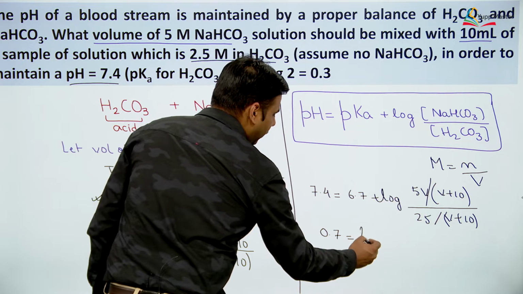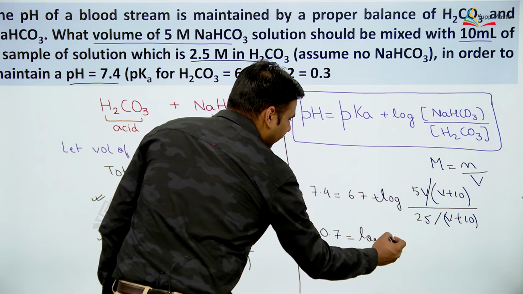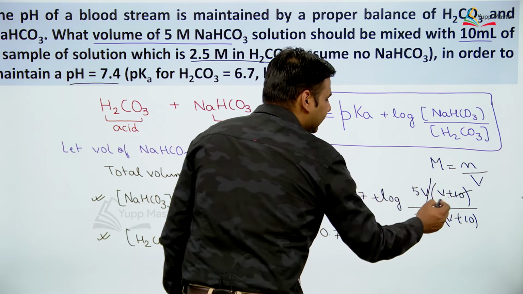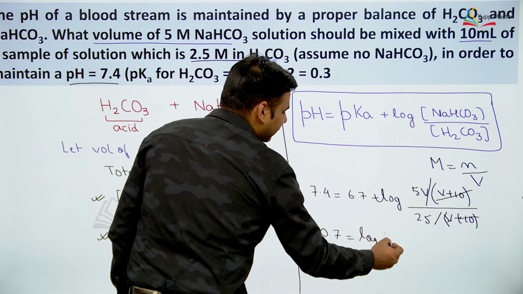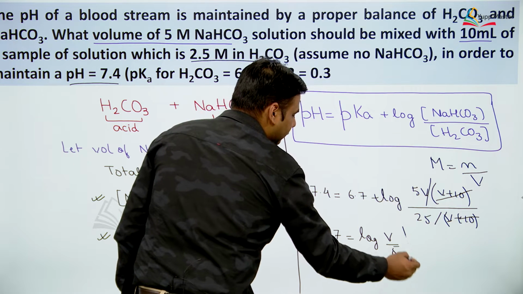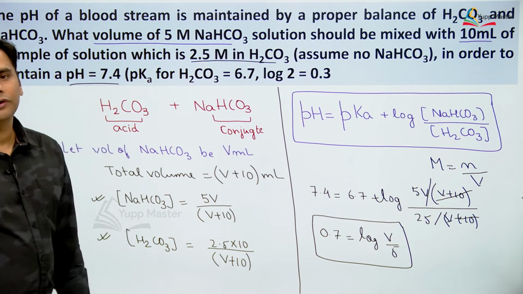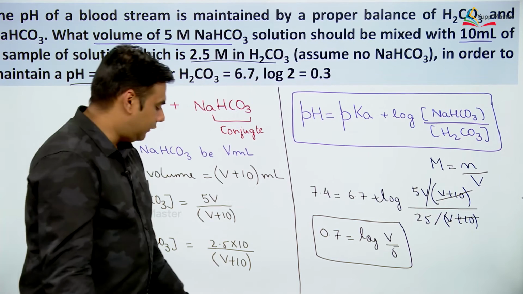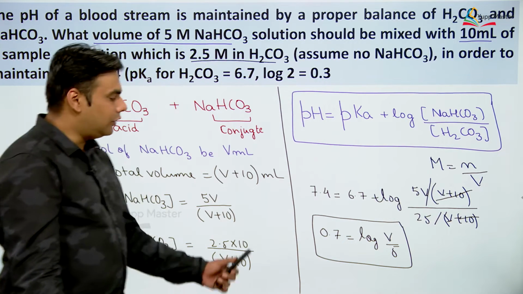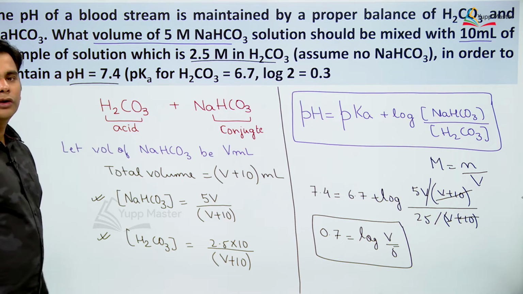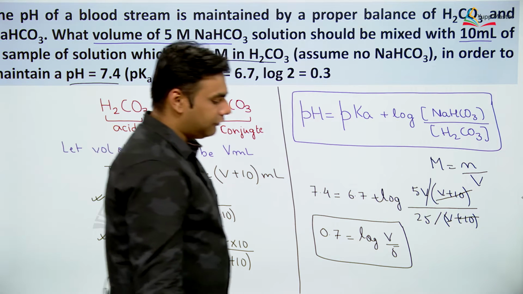This is equal to log 5V upon 25. These two terms get cancelled. Now we know that this is V by 5. So you just have to do an anti-log of 0.7. So we will get the value of V by 5, and from that we can calculate the unknown quantity V. So this is the direct question that is there on the buffer solution.